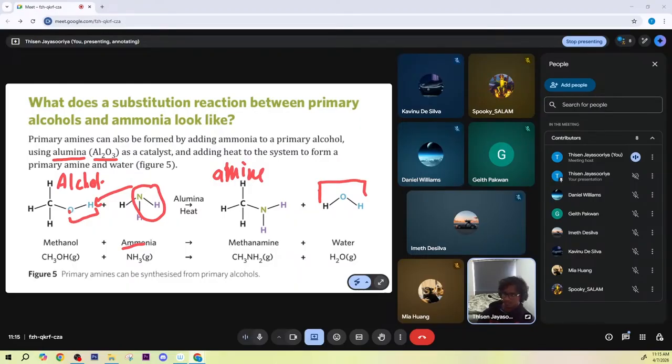So those are the different types of substitution reactions here. Again, you need to know this catalyst, right? You cannot do this without knowing the catalyst. If you don't know the catalyst, that's where a lot of the quick marks come from.